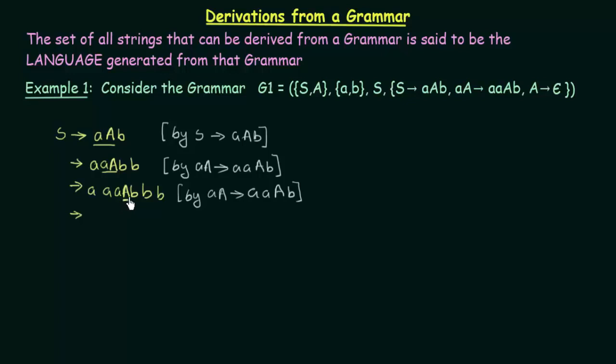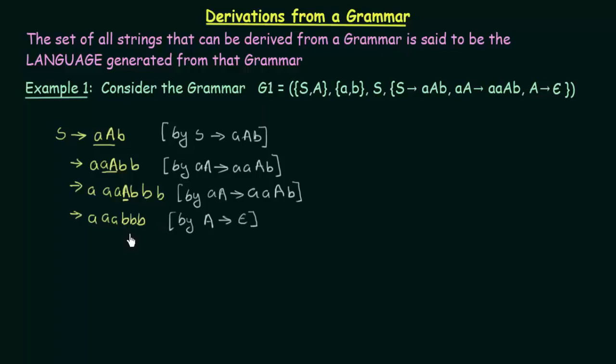Here I have this A over here, and instead of A I can write epsilon. That means I can replace it with an empty symbol. So I can write aaa, and epsilon means you can just leave it blank, and bbb, and this is by the production A gives epsilon. So finally we got the string aaabbb. This is a string that is derived from the grammar G1.